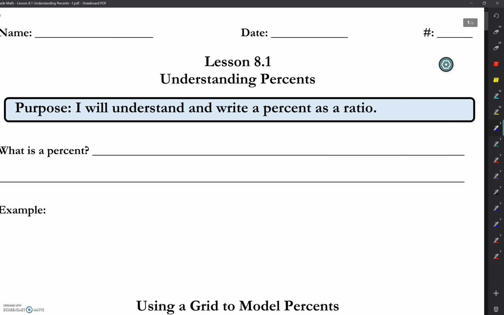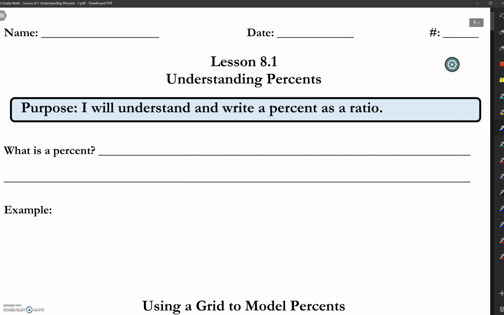All right, boys and girls, now that we learned about ratios and proportions, we're going to move on to something called percents. And percents is very similar to a ratio and proportion. So what is a percent? And you're going to copy this down.